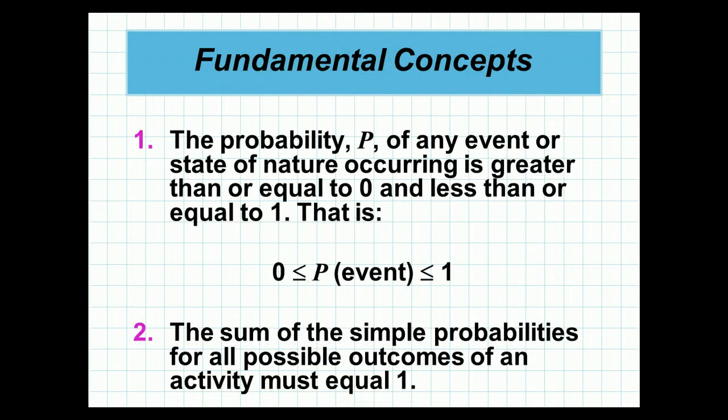So the probability of any particular event, and we're going to use probability as the capital P in our reading here. The probability of any event occurring is going to be greater than or equal to 0. So there could be a 0 probability that something's going to occur, or it could be something up to 1. Now, if the probability is 1, then there's a 100% chance that event is going to happen.